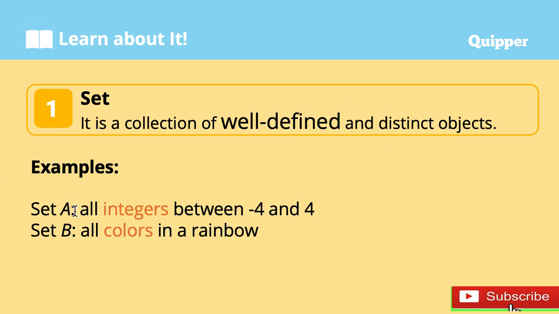For example, set A is the set of all integers between -4 and 4. And set B is the set of all colors in a rainbow. So this is well defined or clearly stated because we cannot think of any elements. For set A, all integers between -4 and 4, we can identify the elements. And for the colors in a rainbow, we can also identify the colors. This kind of representing a set is what they call statement form.